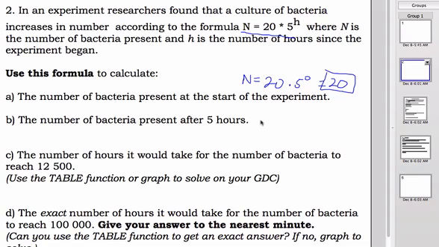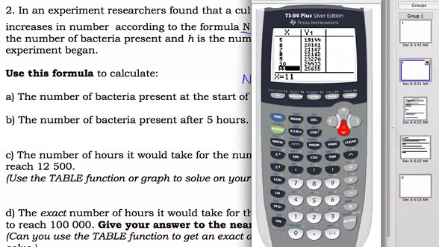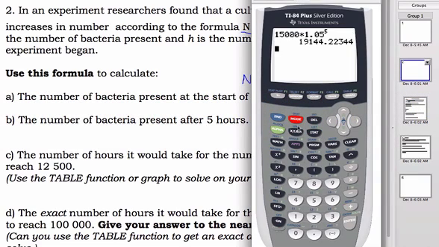Number of bacteria after 5 hours, well, that's going to be 20 times 5 to the power of 5. So let's do that on the calculator. 20 times 5 to the power of 5, and we get 62,500.